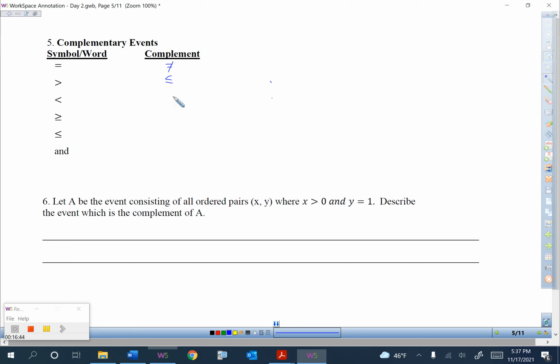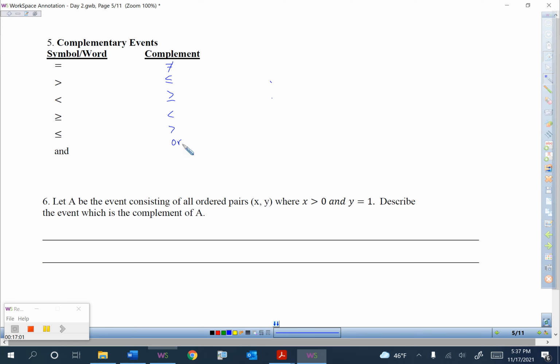Similarly, the next one would have to be greater than or equal. Greater than or equal has the equal, so we just want the less than. The complement of less than or equal to is greater, and the complement of the word and is or. So we're going to use that on number 6 to describe what the complement would be by switching all of the symbols and words we see to their complement to write it out.